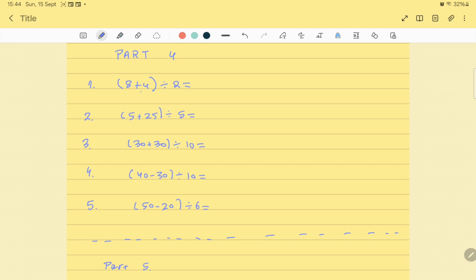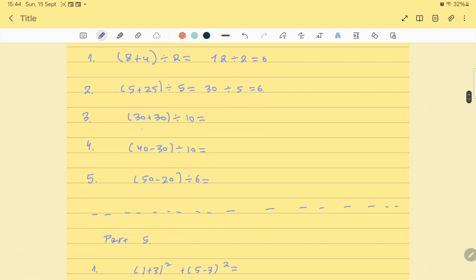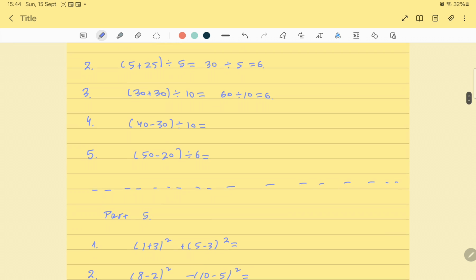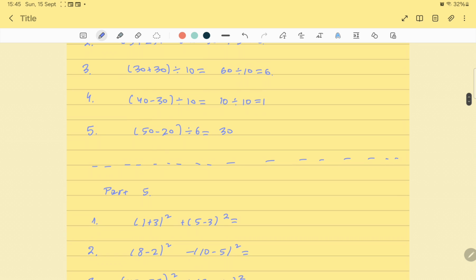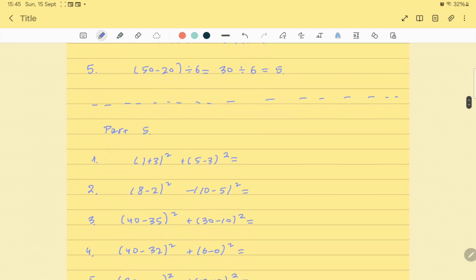Here we have a bracket and division. First we deal with the brackets. 12 over 2 is equal to 6. The bracket is 30 divided by 5 gives me 6. This is 60 divided by 10 gives me 6. This one is 10 divided by 10 equals 1. This one is 30 divided by 6 gives me 5. First the brackets and then the division.